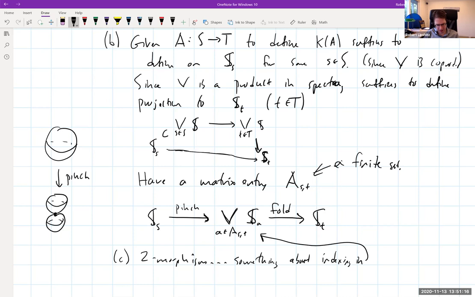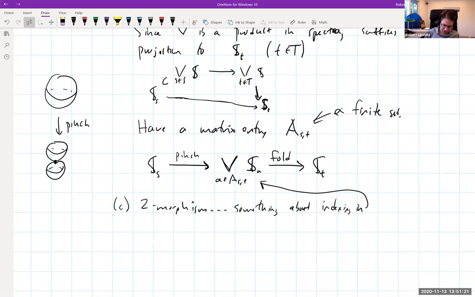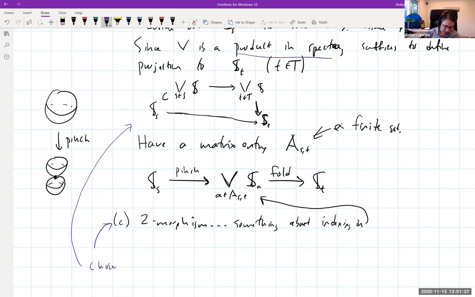And also, the two things that are not so nice about this: one is this point C is a bit upsetting. The second is that this point here, we really had to pass to spectra because of this product and spectra thing. And here we sort of chose a nice inverse of the inclusion from the wedge sum of the spheres to the product of the spheres.